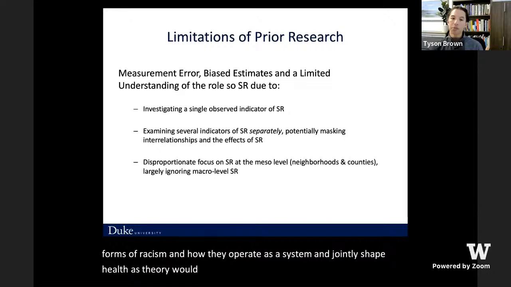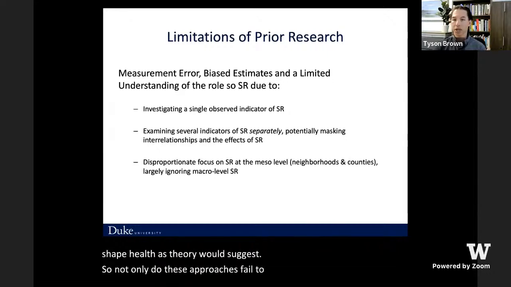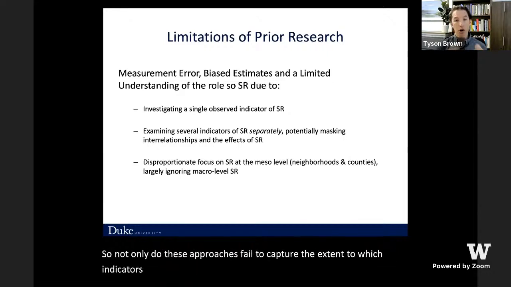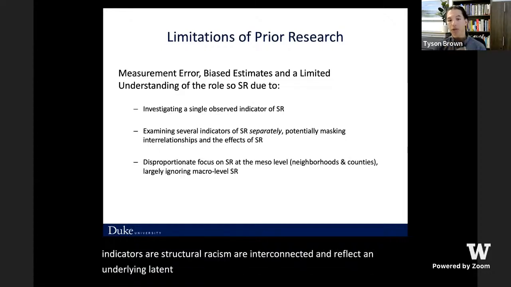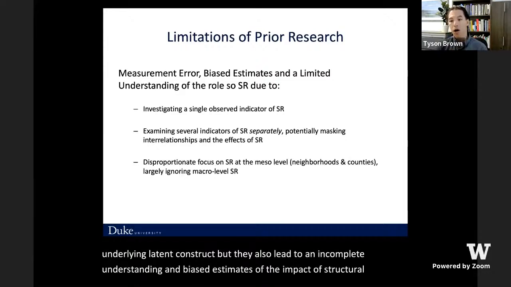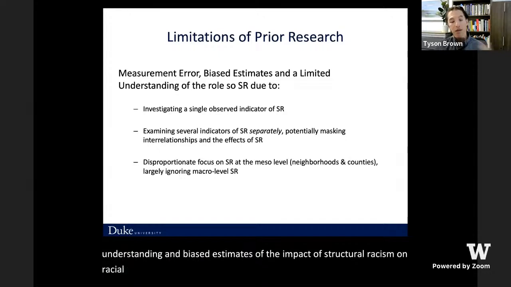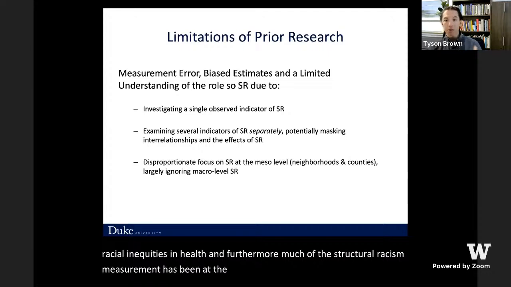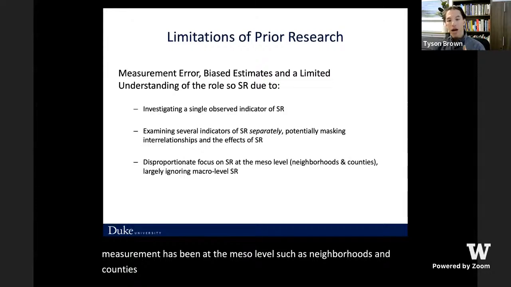So not only do these approaches fail to capture the extent to which indicators of structural racism are interconnected and reflect an underlying latent construct, but they also lead to an incomplete understanding and biased estimates of the impact of structural racism on racial inequities in health. And then furthermore, much of the structural racism measurement has been at the meso level, such as neighborhoods and counties, largely overlooking macro level contexts such as the state.